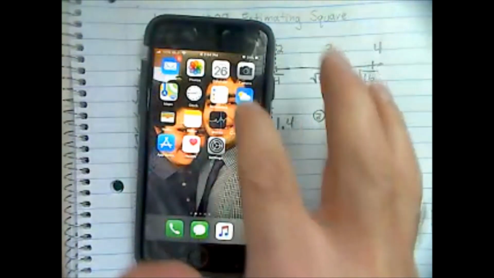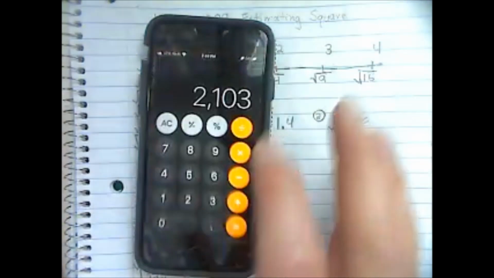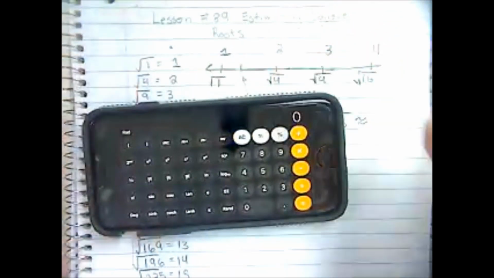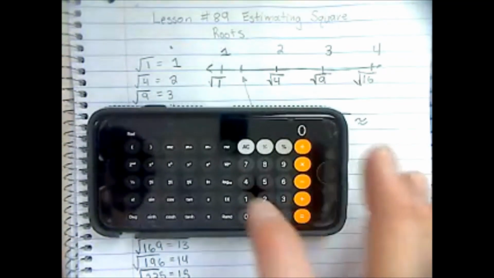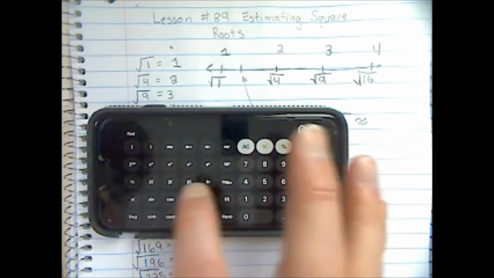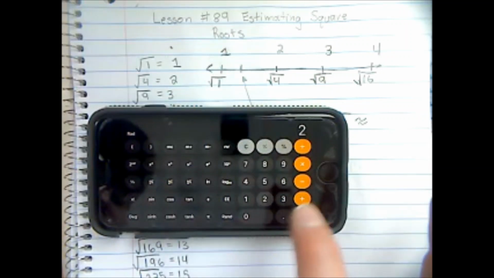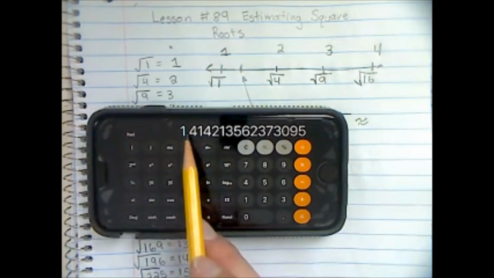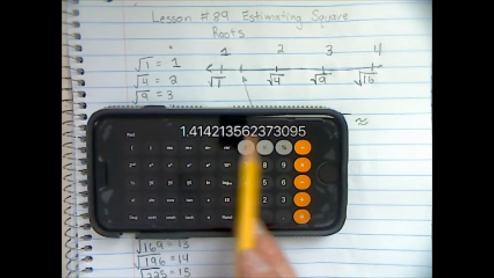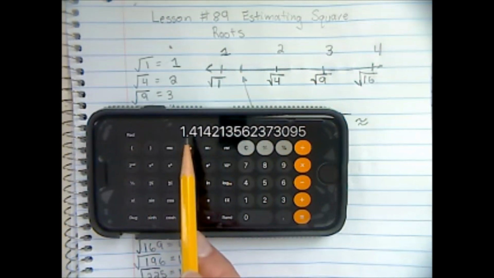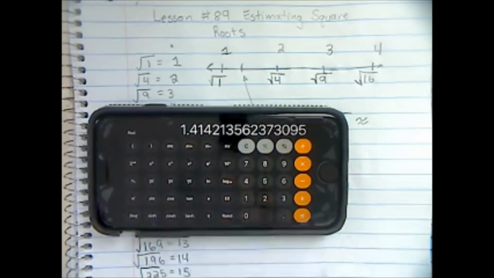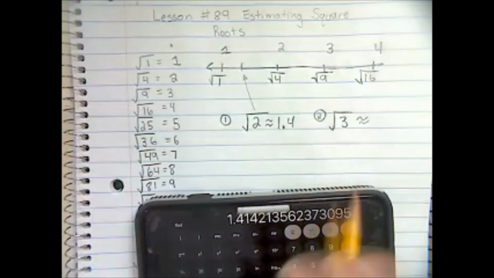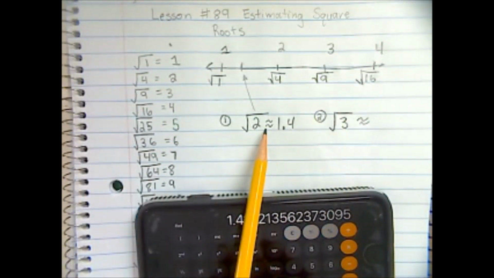So let's see what the actual is. Get out my calculator really quick. Okay, clear. So, then I'm going to do square root of 2, square root, look at that. About 1.4142, though I'm not going to worry about all those numbers because we're just estimating. And I said 1.4 or 1 4/10. Boom, there it is right there.